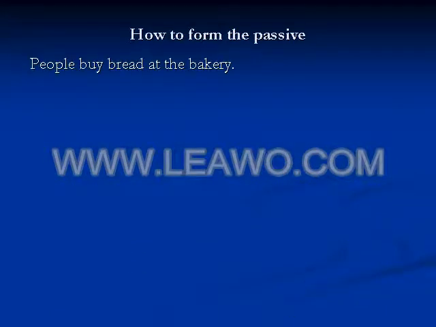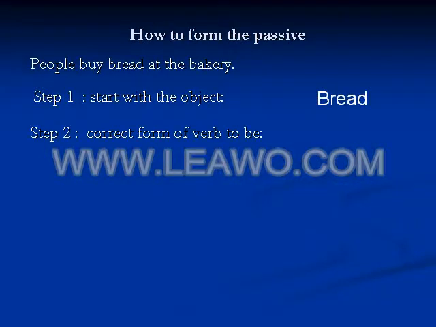How to form it? Let's look at this sentence. This is active: people buy bread at the bakery. Step 1, start with the object. The object is the bakery? No. The bread? Yes. So bread is the object, so you say bread. Step 2, the correct form of the verb to be. You know the verb to be: am, is, are, was, were, and so on. Ask yourself, which is the tense of the sentence?